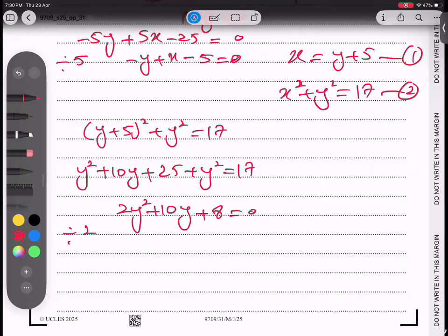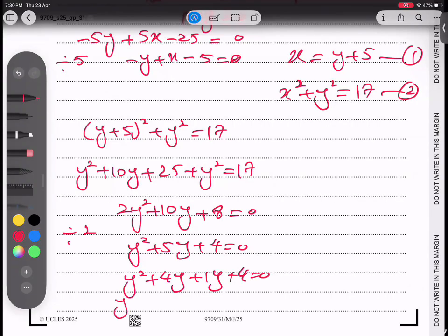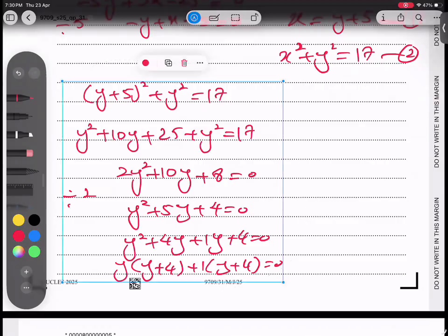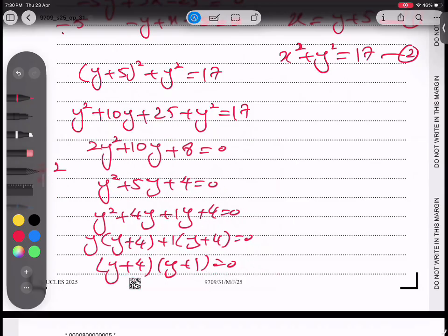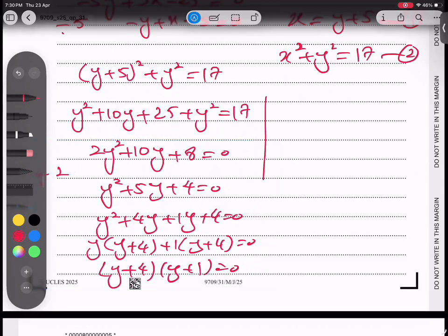Now divide by 2. So factorization: 4 1s are 4, 5 common, I got 5 plus 4, 1 common, 5 plus 4. Okay, so this is clear, students. So I'm getting here y plus 4 and y plus 1 equal to 0. Two answers, which I'm going to write here. So y is equal to -1 and y is equal to -4.